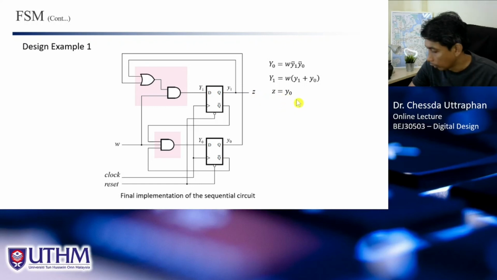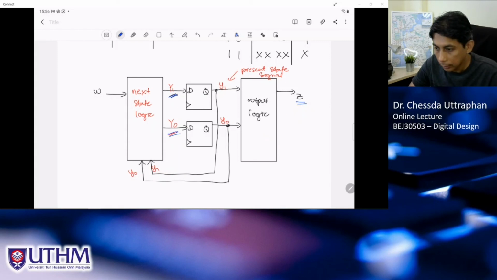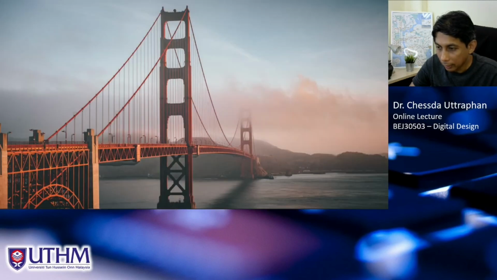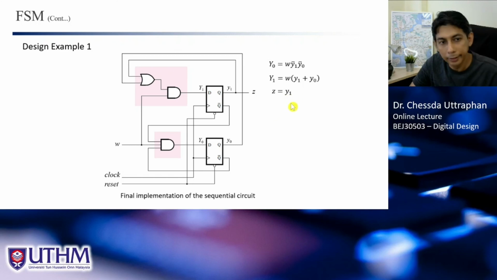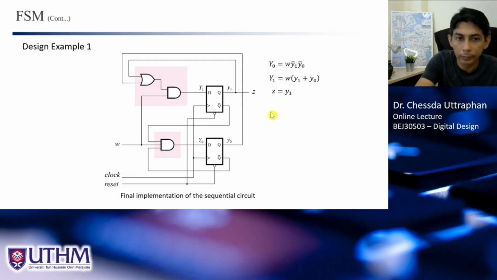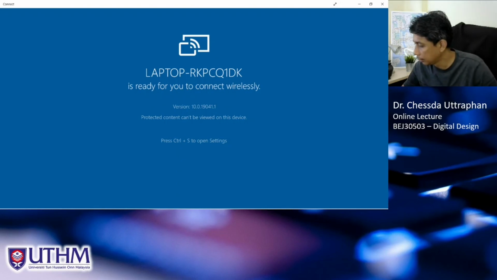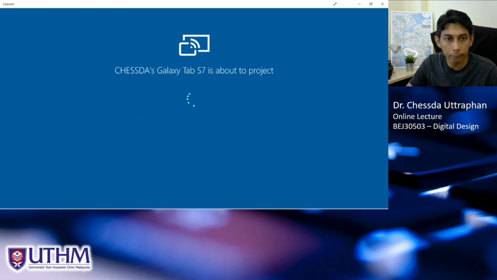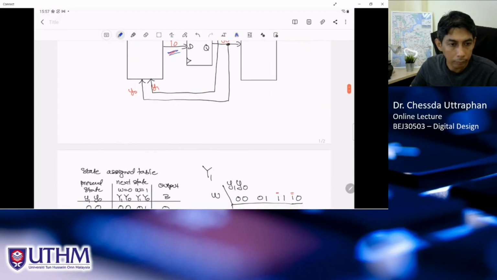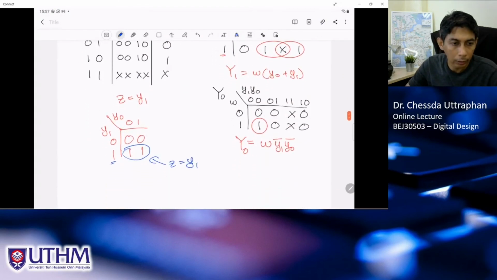And Z is, this is wrong, Z is Y1, right? So in your note, you need to update again, where Z is now Y1. Yeah, based on our equation, Z is Y1. Right? So Z is Y1.